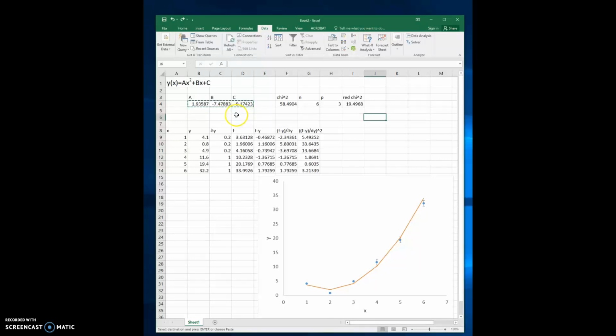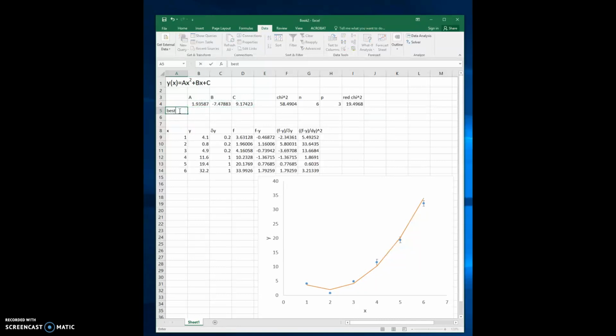So we find the value of this parameter right here that increases our reduced chi-squared by 1. And the difference there will be the uncertainty in our fit parameter. So in order to do that, we have to remember what our current best fit values are right here.